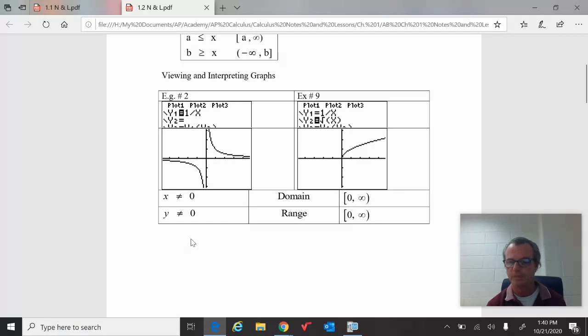So for the other example, you have root x, and you can take the square root of 0. So the domain includes 0. You can't take the square root of a negative. So you would have a bracket, because 0 is included, to the right. Interval notation, 0 to infinity. Infinity always gets parentheses. The range, the square root of 0 is 0. So it can have a height of 0, but it can only have positive heights. So you have the same notation as you did for the domain.